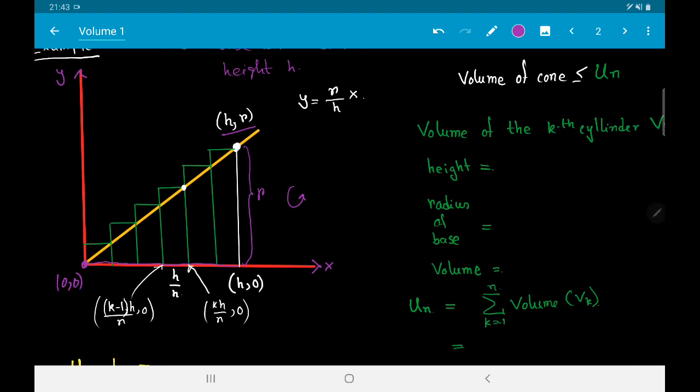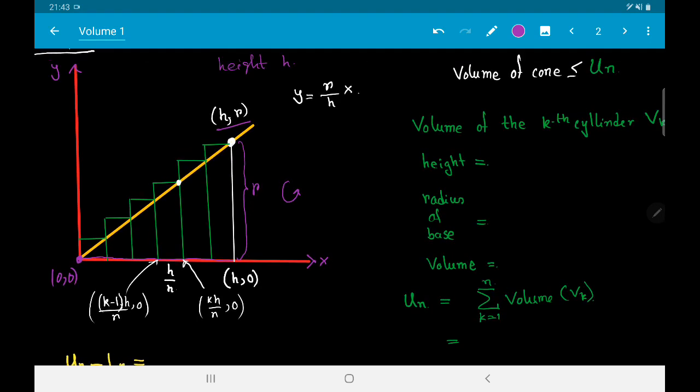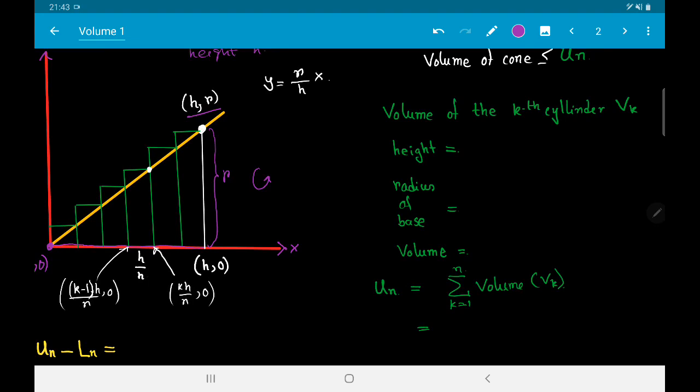Now, as we had done previously, we are going to cover our cone with cylinders. We are going to have a network of right circular cylinders which just contain our cone, and also we are going to construct a network of right circular cylinders which is inscribed inside the cone, and our process, our formula, whatever you call it, remains the same. So we are going to construct the quantities that we constructed, Un and Ln, and proceed to our business. Let's see what we have done.